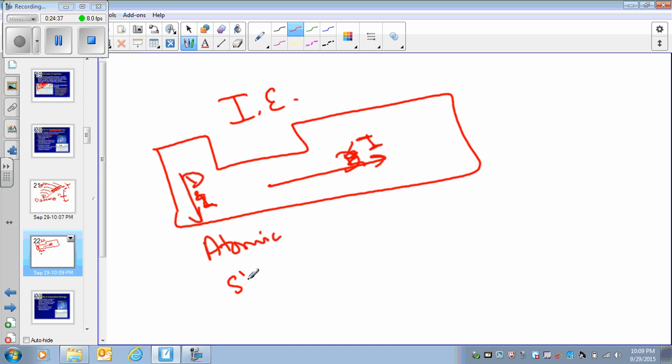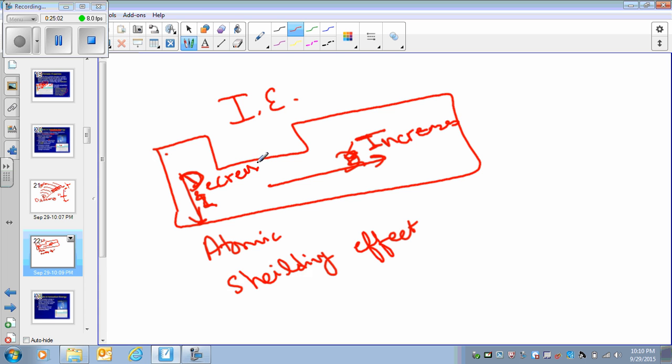And the other one is the shielding effect. Shielding effect works just like atomic radius. It gets bigger down and smaller across. So ionization energy gets smaller down. I will spend less energy to pull the electron here compared to here. I will spend much more energy to pull the electron here compared to here. So ionization energy increases across. Okay, I want to make sure there's no confusion. And it decreases down.